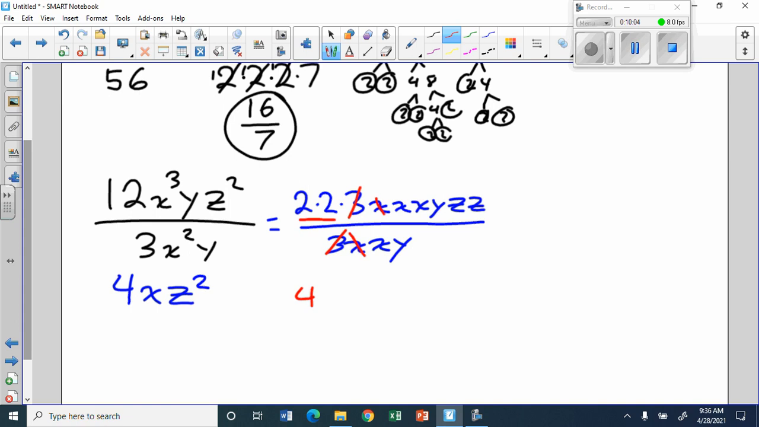An x and an x, an x and an x, what's left is an x. Y and y cancel. I'm left with two z's, z squared. That's where that answer comes from.